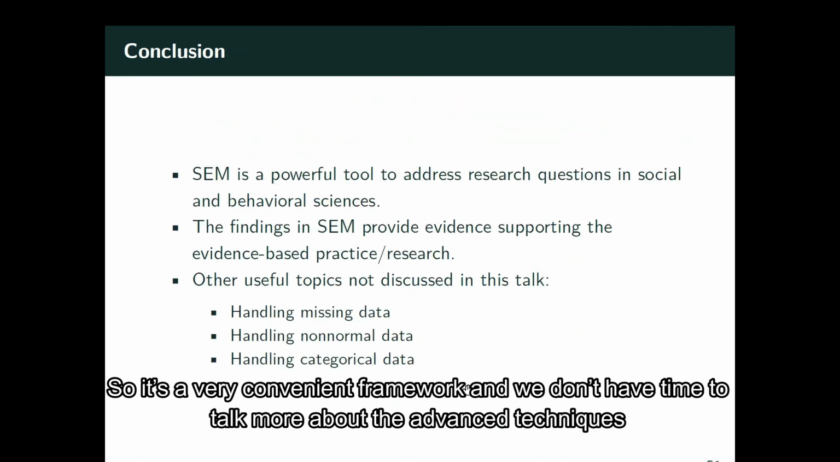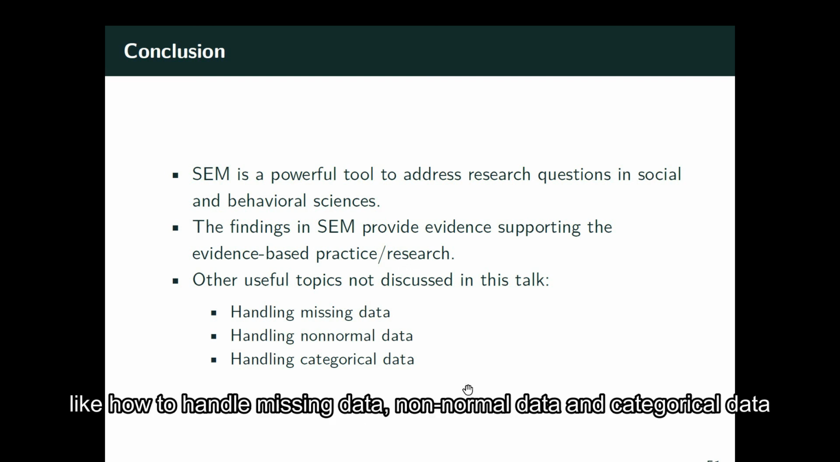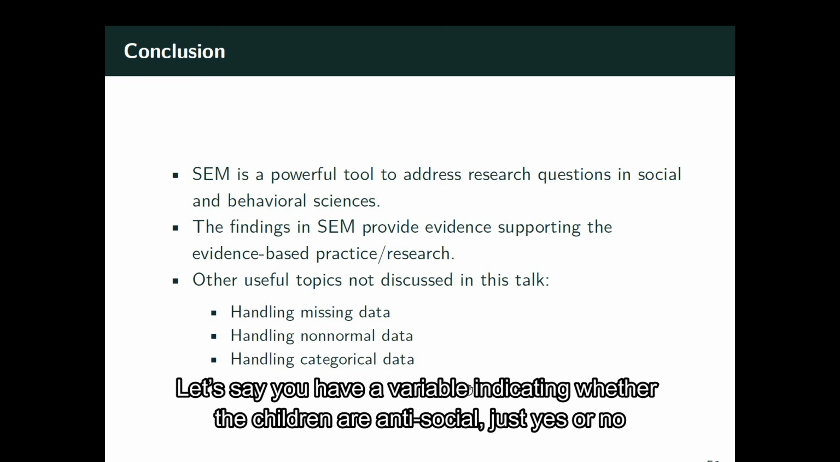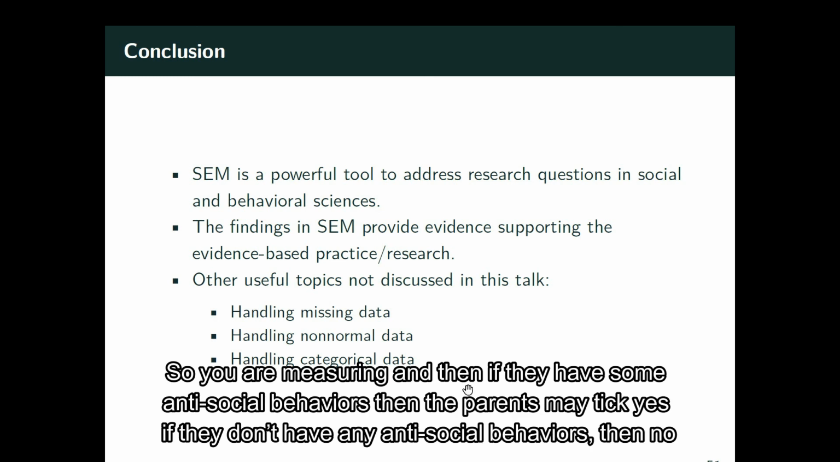We don't have time to talk more about the advanced techniques like how to handle missing data, non-normal data, and categorical data. For example, we can do mix and match. Instead of having continuous variables, you may have binary variables. Let's say you have variables indicating whether the children are antisocial, just yes or no. So you're measuring, and if they have some antisocial behaviors, then the parents may say yes. If they don't have any antisocial behavior, then no.